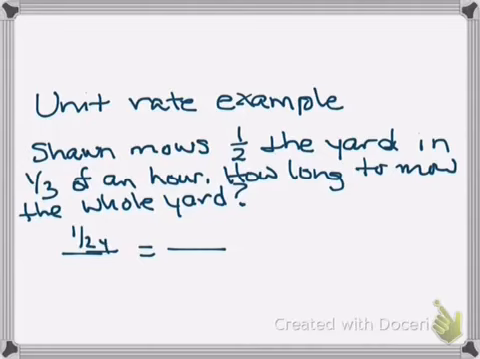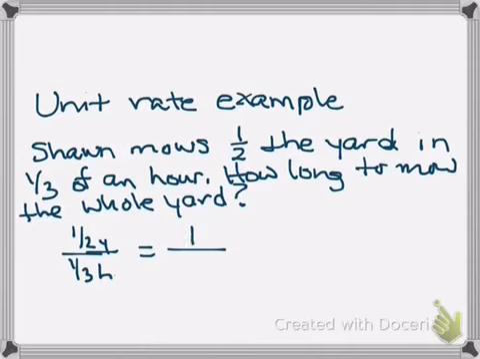So I'm going to put 1/2 the yard on top, and I'm going to put the time on bottom, 1/3 of an hour. Now I've set a precedent, so my second ratio has to also be how much of the yard is mowed over time. And since I want to know how long to mow the whole yard, it's not a fractional part of the yard I want mowed, I want the whole yard mowed. I'm going to put a 1 on top.